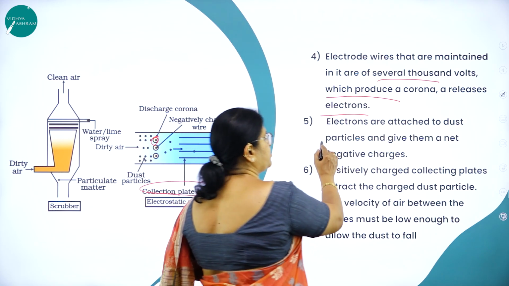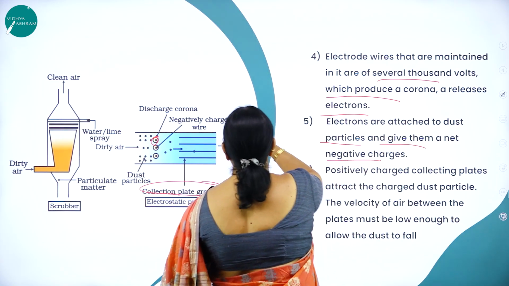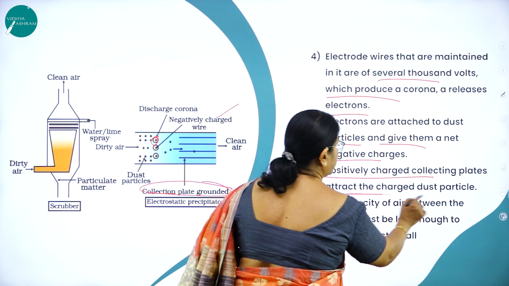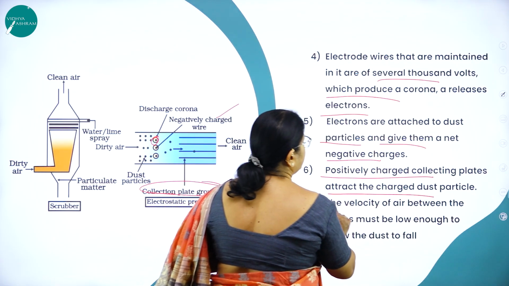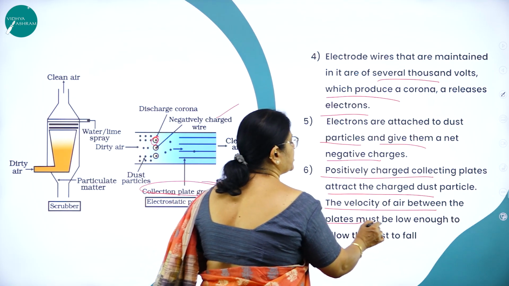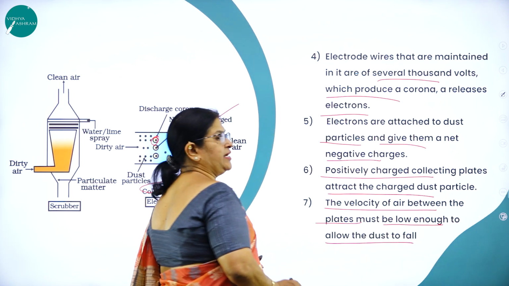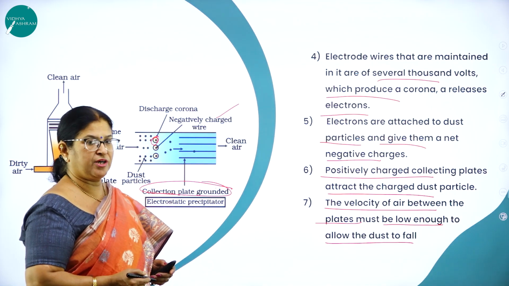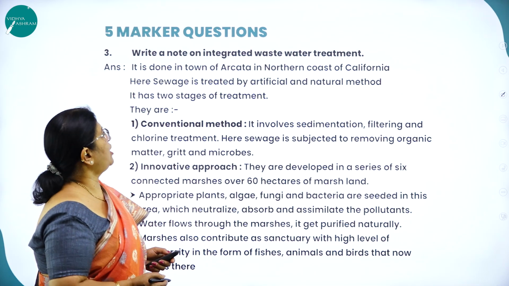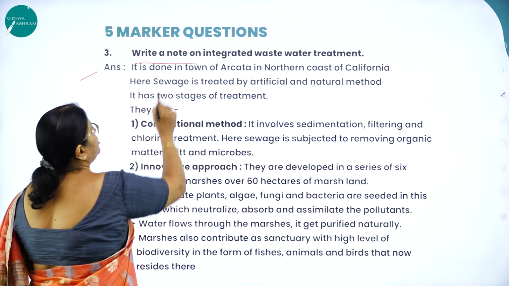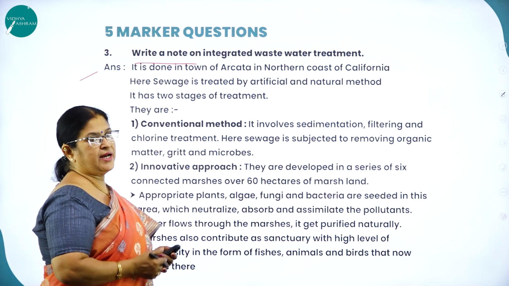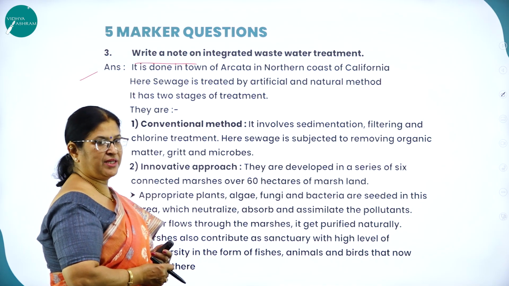Electrons are attached to dust particles and give them a net negative charge. Here you can see positively charged collecting plates attract the charged dust particles. Then the velocity of air between the plates must be low enough to allow the dust to fall. So this is the methodology, the working of the electrostatic precipitator. Now, next question. Write a note on integrated wastewater treatment which was done by the Arcata, by the FOAM.